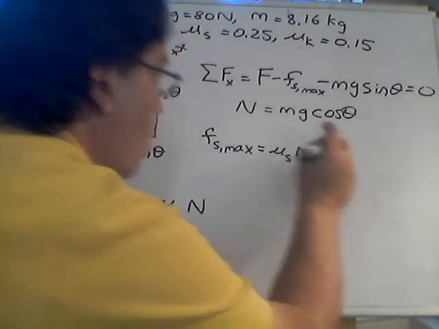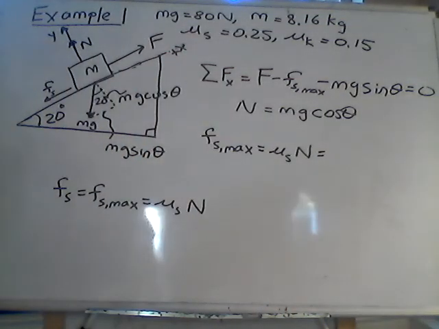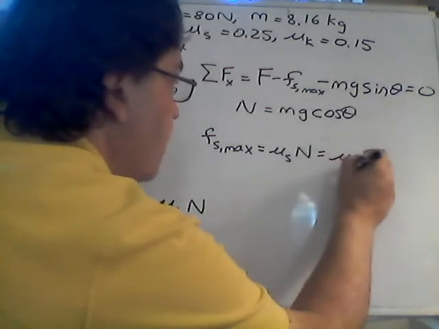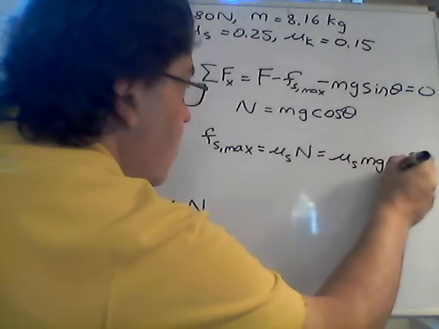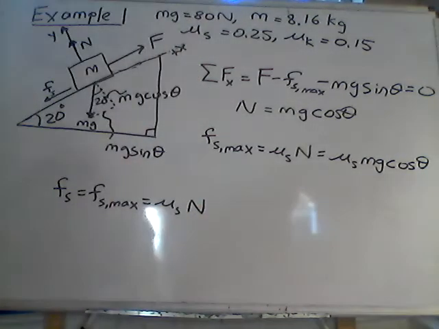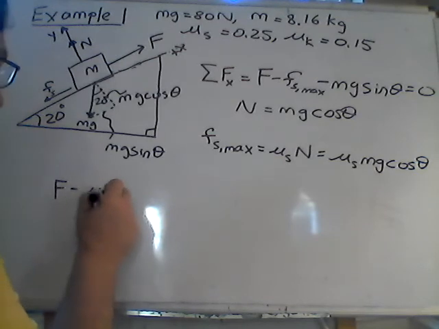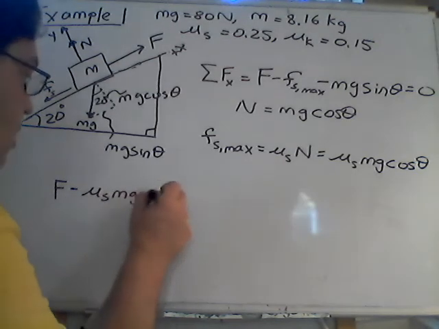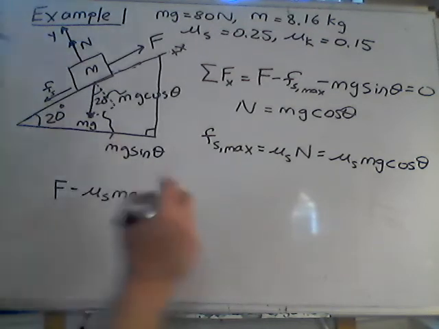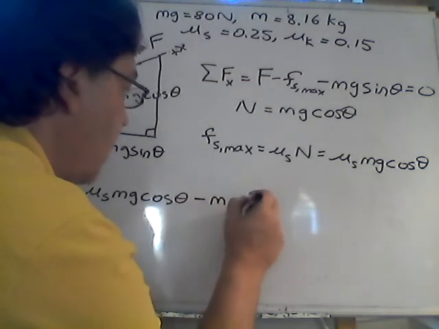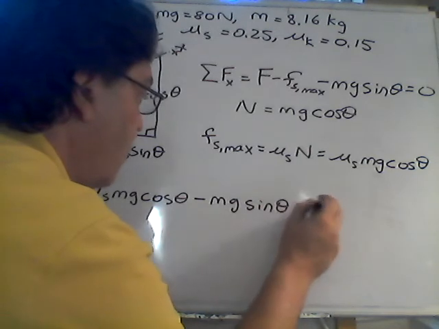What's normal? In inclined plane problems, it's always mg cosine theta. So it's mu sub S mg cosine of theta. All right, so combine everything together. Rewriting this equation, the x equation becomes F minus mu sub S mg cosine of theta minus mg sine of theta equals zero.